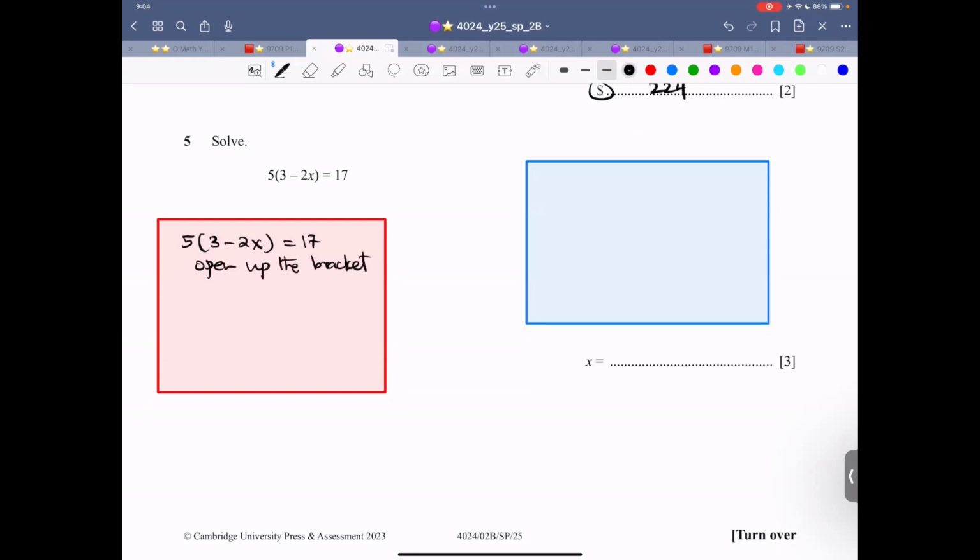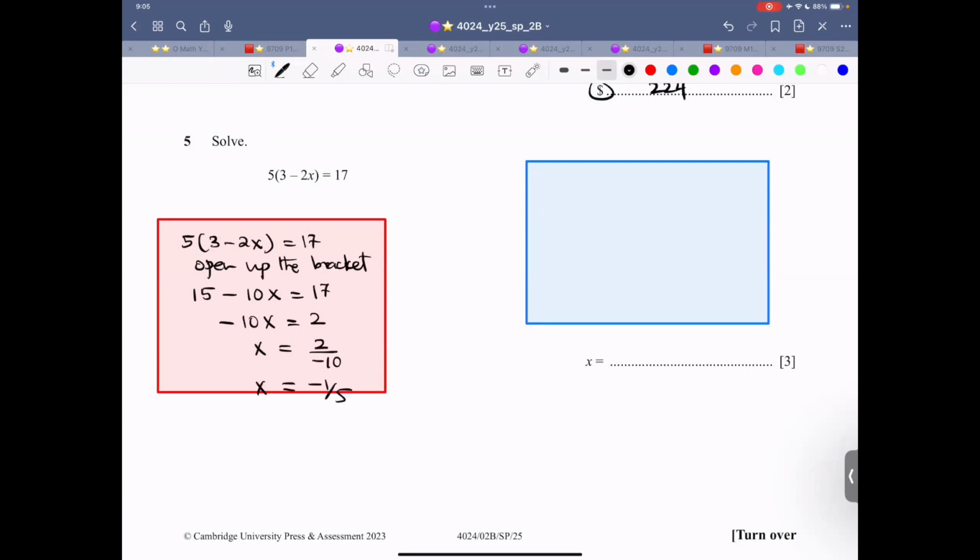So this 5 into 3 is 15. 5 into 2 is 10. Negative sign was there, equals to 17. Negative 10x is 17 minus 15, which is 2. Therefore, x is 2 over negative 10, which can be written as negative 1/5. This is one way. Very simple.